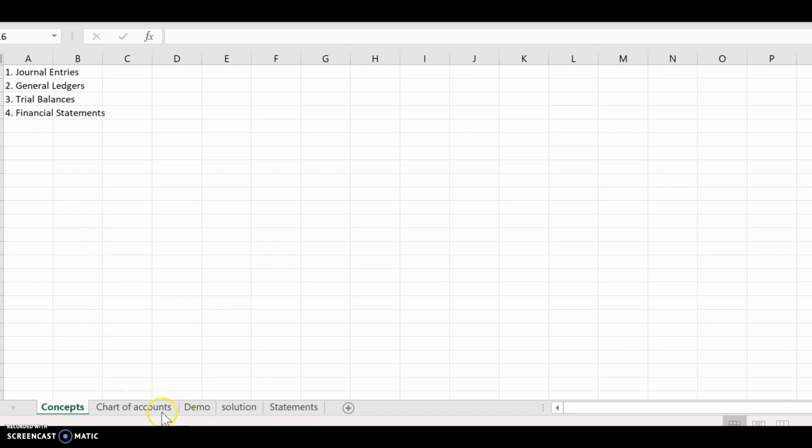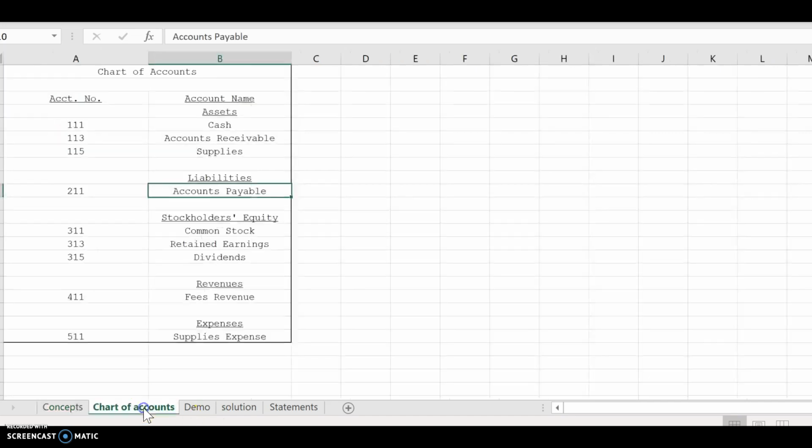Okay, so let's first look at the chart of accounts. A chart of accounts is a map showing us what kind of accounts we have and what the numbers associated with the accounts are.